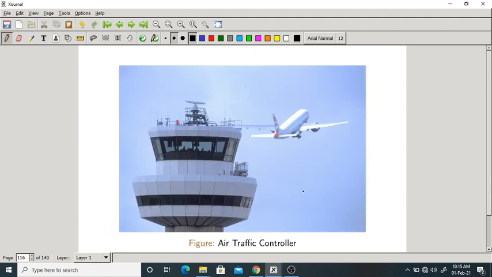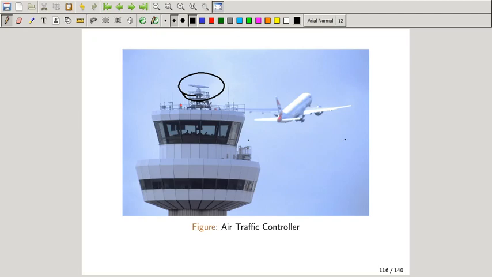Now before that, this is something called an air traffic controller. You might have seen these kinds of structures near airports. What they contain is some kind of a radar. The job of this ATC is to identify the presence of aircraft near its vicinity. Suppose you take this ATC, it has got some radar. The radar can register the presence of aircraft within its limits. Suppose it has a limit of, let us take, 50 kilometers.